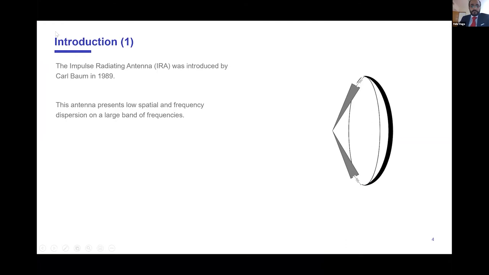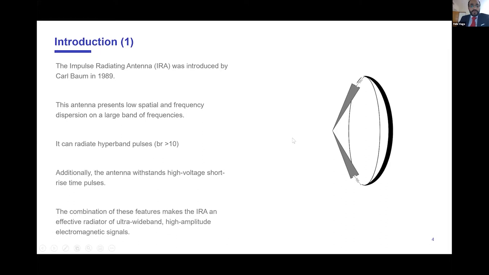It can radiate hyperband pulses. I mean, these are pulses with a band ratio of more than 10. And additionally, this antenna can manage high voltage, short rise time feeding pulses, which is an advantage when you want to radiate, of course, high power electromagnetic signals. The combination of these features makes the impulse radiating antenna an effective radiator of ultra wideband high amplitude electromagnetic signals.